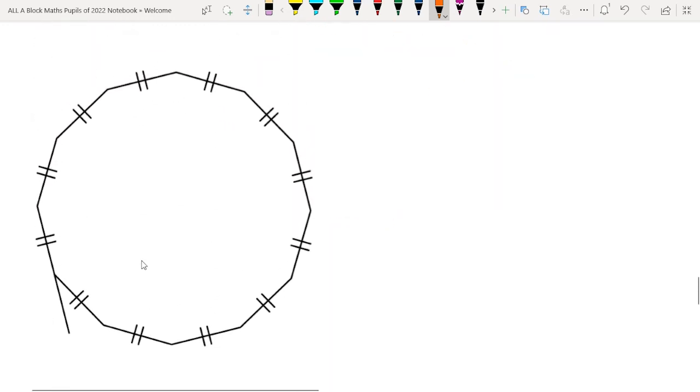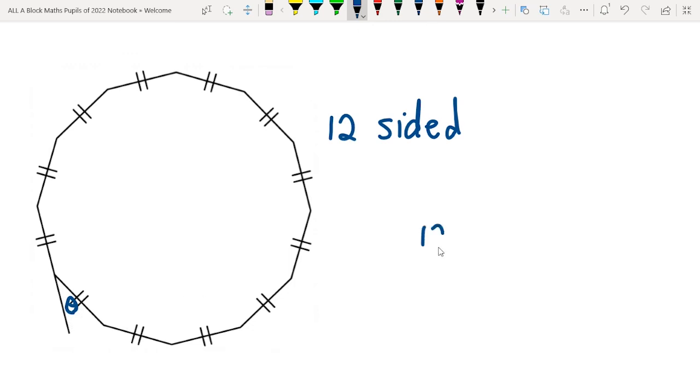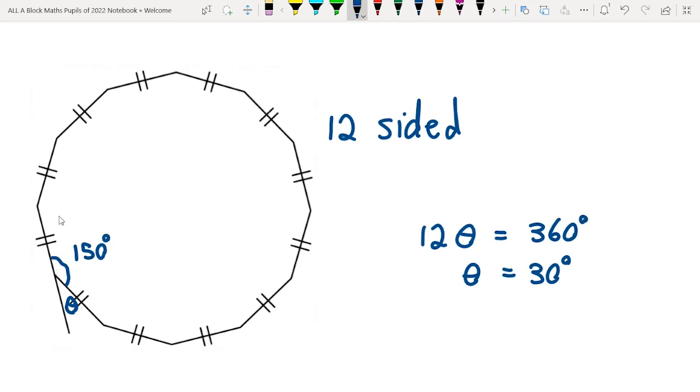Last little thing is a regular polygon. This is actually a 12-sided shape. For any polygon, all the exterior angles together add up to 360 degrees. So if this is one of these regular exterior angles, there would be 12 here. 12 lots of theta would be 360, which would mean that theta would be 30, which would mean that each interior angle would be 150 degrees. So it's a quick, clever way of working out the interior angles of a regular polygon.